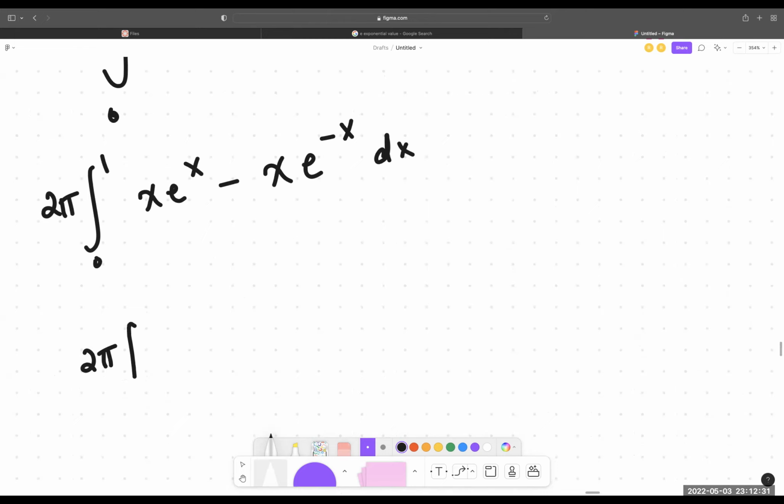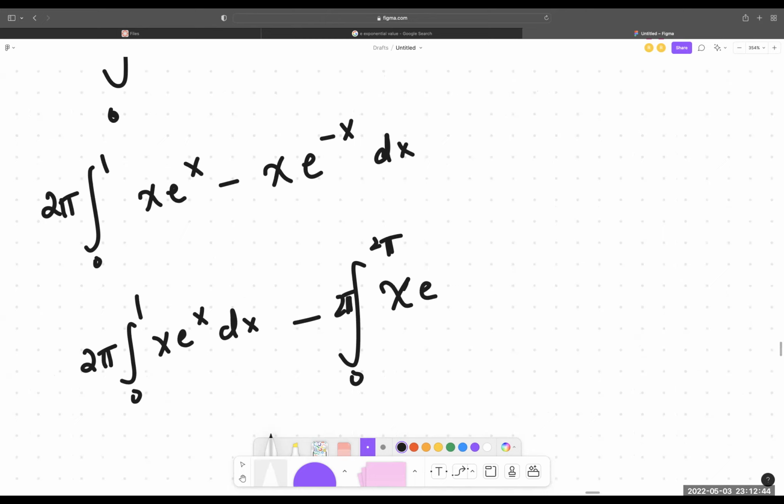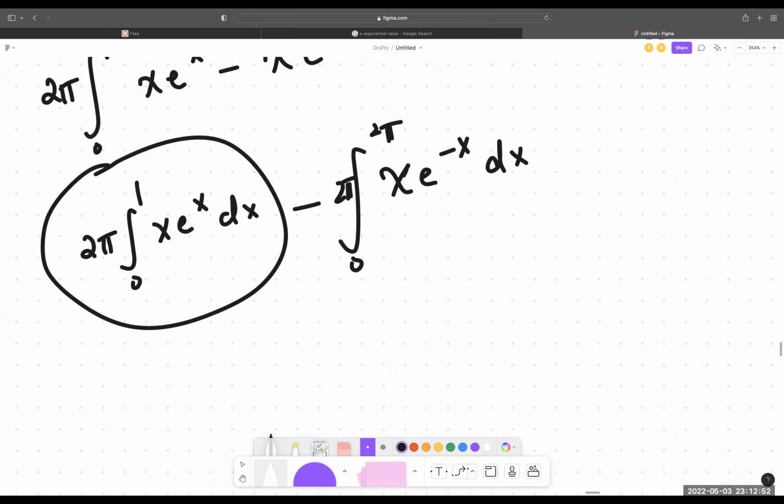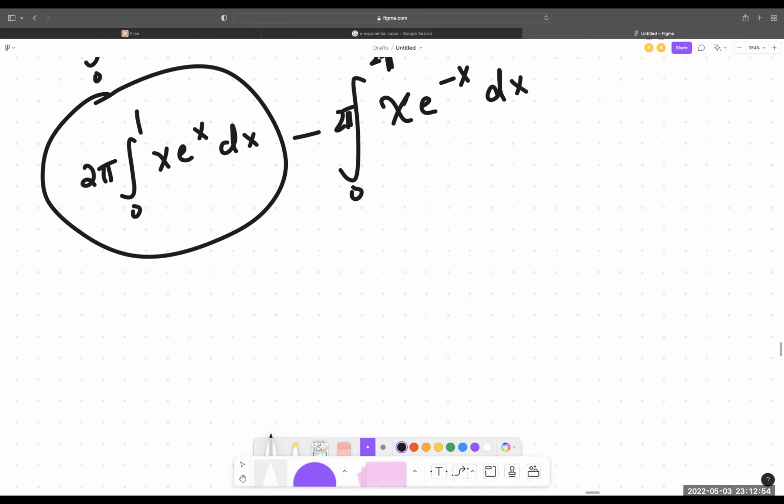So it's just 2π, the integral from 0 to 1 of x e^x dx, minus the integral from 0 to 2π, and then 2π again. We're just doing one of these on both of these, right? So x e^(-x) dx. And this would then be an integration by parts problem for both of them. I'll do the first, I'll leave the second to you.